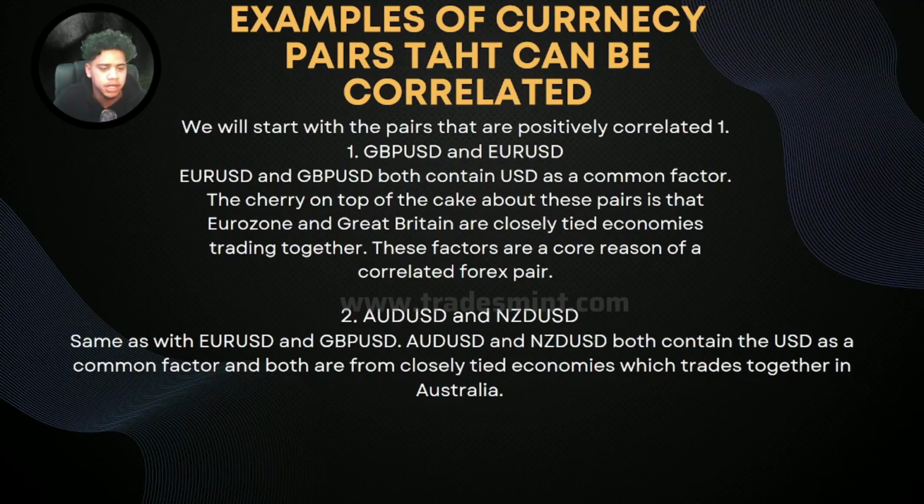GBP USD and Euro USD both contain the USD as a common factor. The cherry on top of the cake about these pairs is that the Eurozone and Great Britain are closely tied economies trading together. These factors are a core reason for a correlated forex pair. Number two, we got the AUD USD and NZD USD. Same as GBP USD and Euro USD, AUD USD and NZD USD both contain the USD as a common factor, and both are from closely tied economies which trade together in Australia.